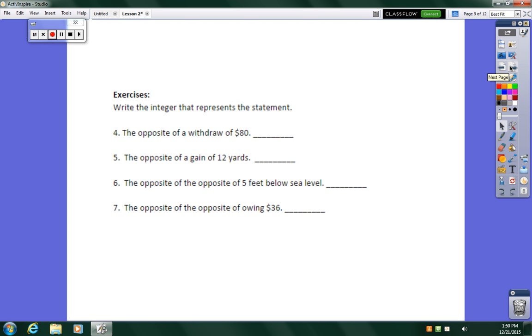And I'm going to have you do these exercises on your own. We're going to write the integer that represents the statement. Number 4, the opposite of a withdrawal of $80. Number 5, the opposite of a gain of 12 yards. Number 6, the opposite of 5 feet below sea level. Number 7, the opposite of owing $36.